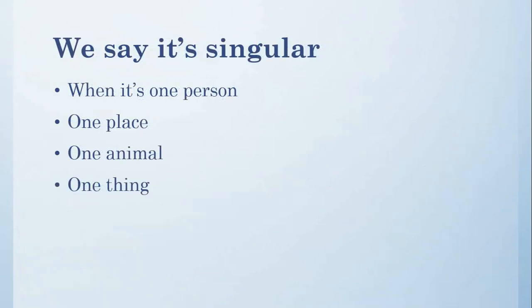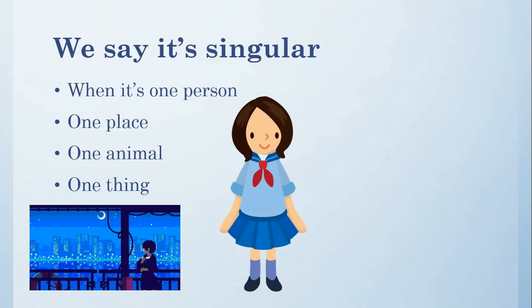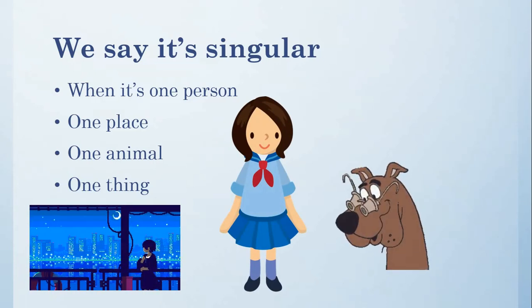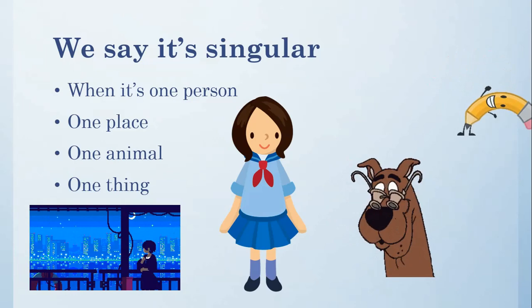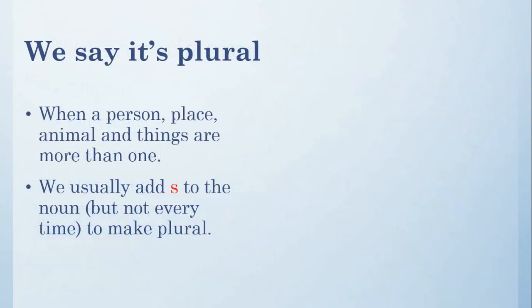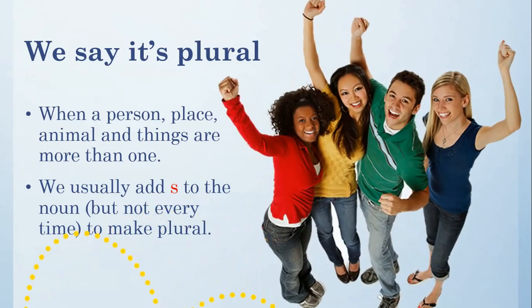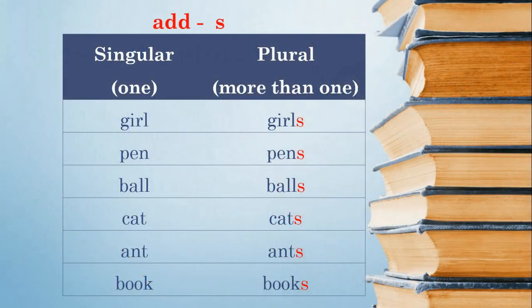We say it's singular when it's one person, one place, one animal, and one thing. We say it's plural when a person, place, animal, and things are more than one. We usually add s to the noun, but not every time, to make plural. Let's start with the initial one, adding s.